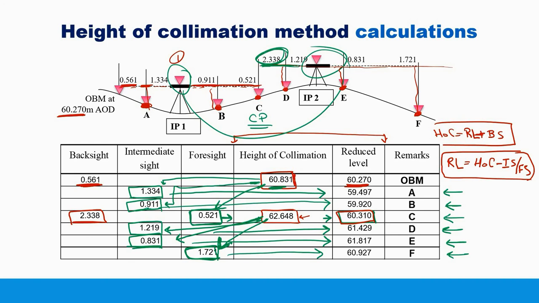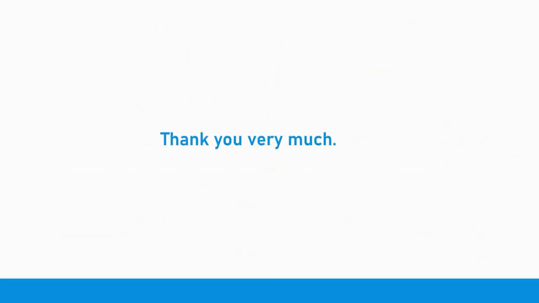Now by doing that, we've done all the calculations. We've calculated the reduced levels of all of the unknown points A, B, C, D, E, and F, starting from one known point, which is the ordnance benchmark. So this is simply how to use the height of collimation method, guys. It is an easy one, it's not complicated.